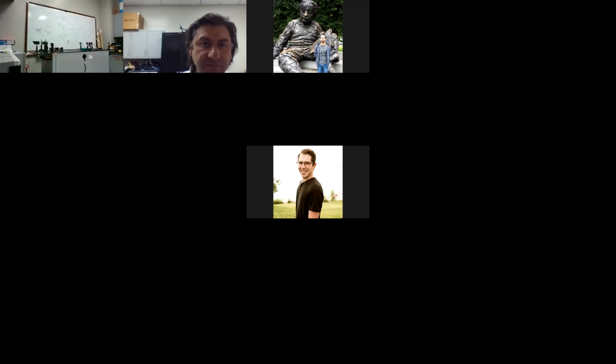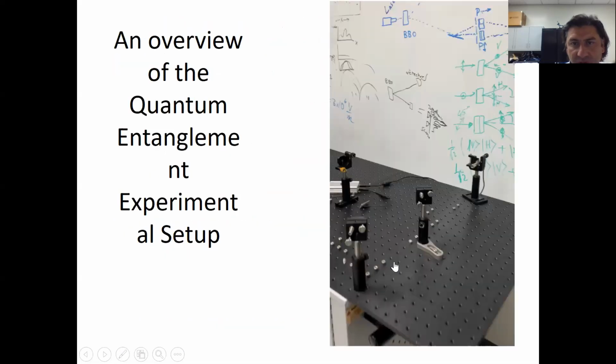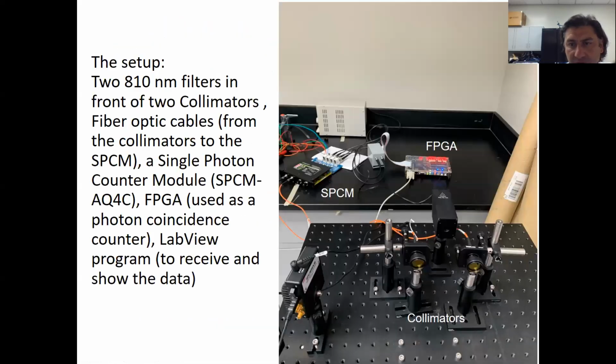Oh, so first of all, the light should be off. Okay. So there are two things. First, I turn the light off, and the other thing is that I have filters in front of the collimators. So that's a good question. So let me go back to the slides. So I place a filter in front of the collimators. So these are two filters in front of the collimators, and they only allow 810 nanometer wavelength to pass.